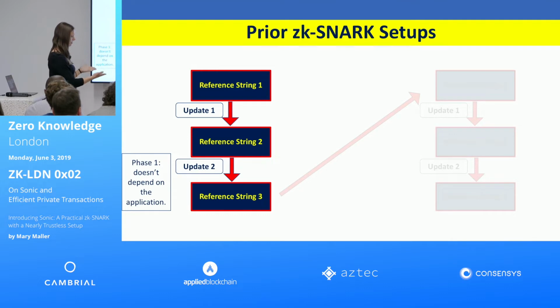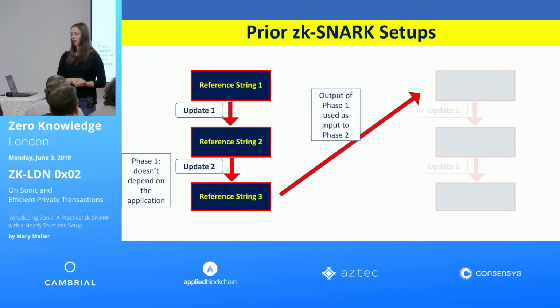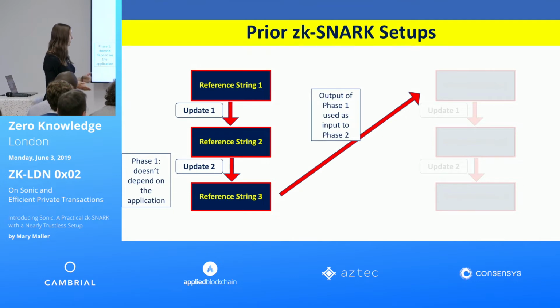Then, once you've got that reference string, somebody else can come along and do exactly the same thing. And you can just repeat this process again and again and again until you think you've got enough participants. But at some point in time, this first stage of the setup has to stop. You have to say, that's it, we have enough participants from this stage, we're going to move on to the next one. And once you do that, you can no longer edit the output of this stage of the setup.